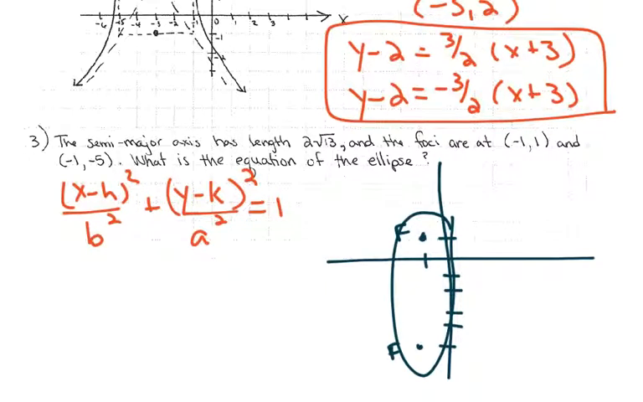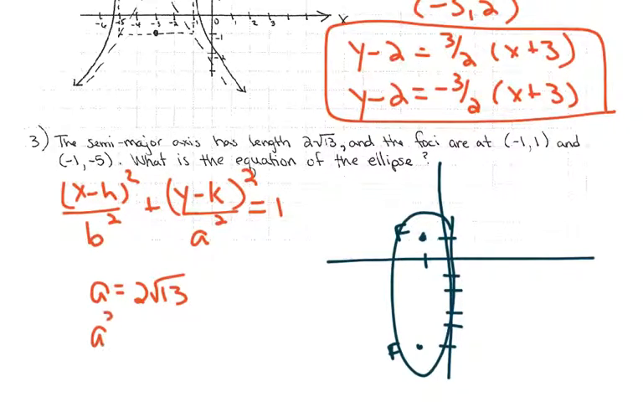There are 3 things I need to know. I need to know the center, which is going to be my h, k. I need to know a, which is the distance from the center to a vertex. And I need to know b, which is from the center to one of the vertices of the minor axis. Well, they told me that the semi-major axis is 2 square root of 13. That means a is 2 square root of 13, because semi means half.